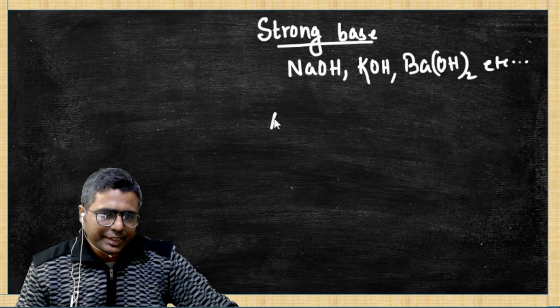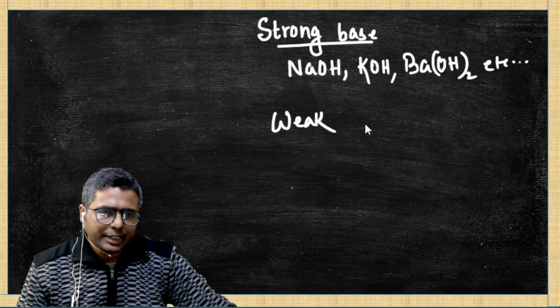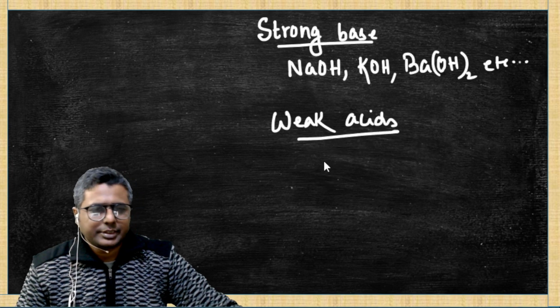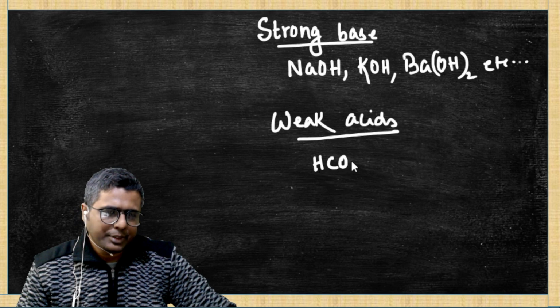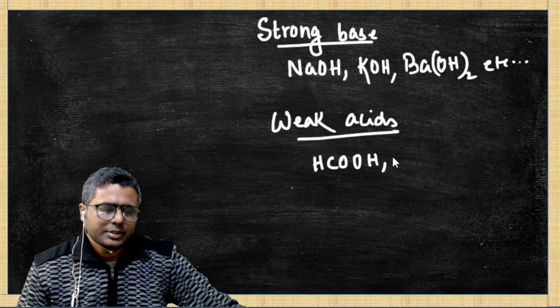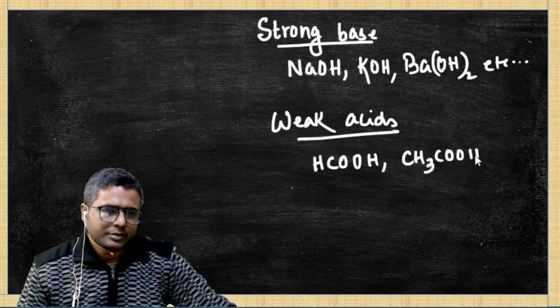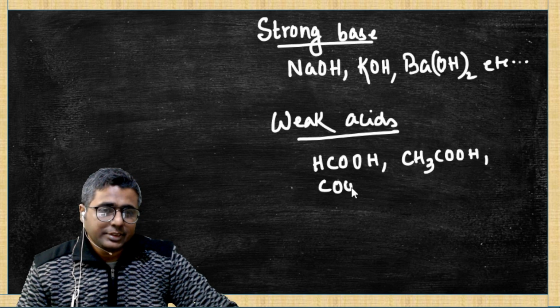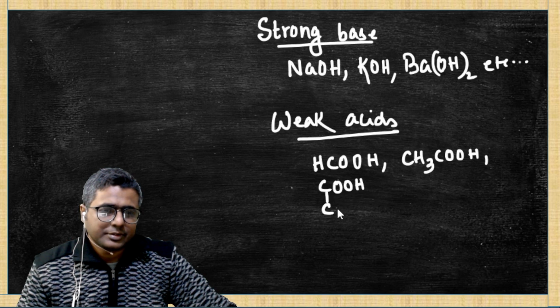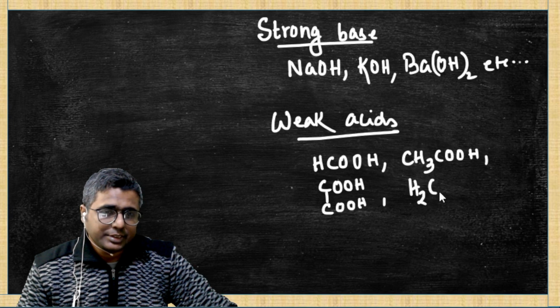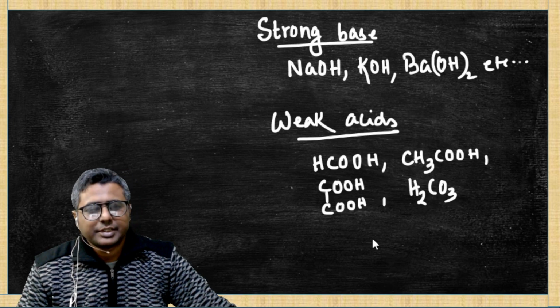Now coming to weak acid, all organic acids are weak acid. Like any organic acid, like formic acid is a weak acid, acetic acid is a weak acid, oxalic acid is a weak acid, then anything else like carbonic acid is a weak acid, H2CO3 is a weak acid.